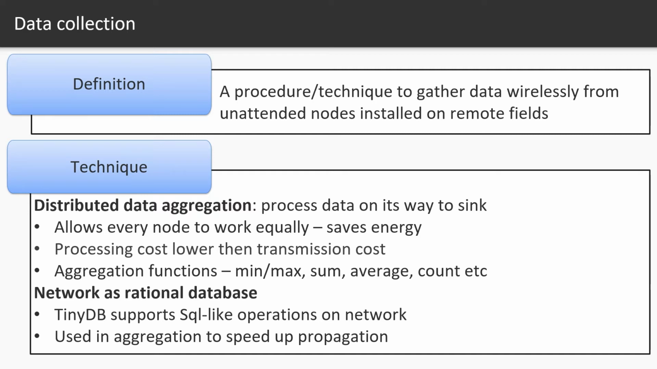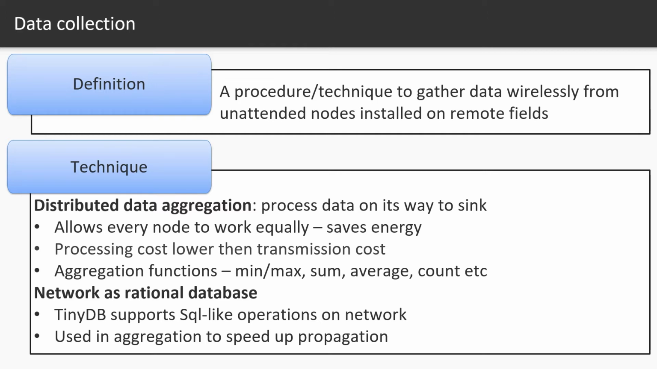One of the ways is distributed data aggregation, where the data is processed on its way to the sink. In this way, all of the nodes work equally to save energy, because processing cost is much lower than the transmission cost. In a dense network, data is correlated, so aggregate functions like min, max, average, sum over the data in a whole network are often more important than the data of the individual nodes.